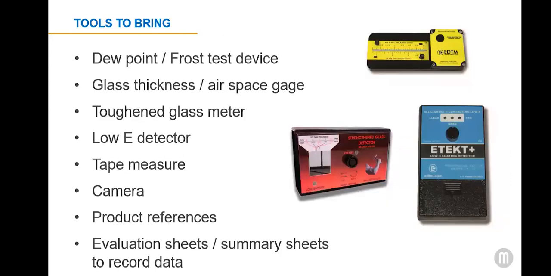Tools to bring. A dew point frost testing device. Also look for failed seals that don't require using this method. Ask if they had to replace windows in the past. Glass thickness airspace gauge. This is a must for measuring the glass and airspace thickness. Toughened glass meter, another great tool for identifying heat strength in glass. A low E detector, perfect for identifying the location of the low E coating. Is it on the number 2 or the number 3 surface? A tape measure, a camera, product reference sheets, and evaluation sheets and summary sheets to record your data.